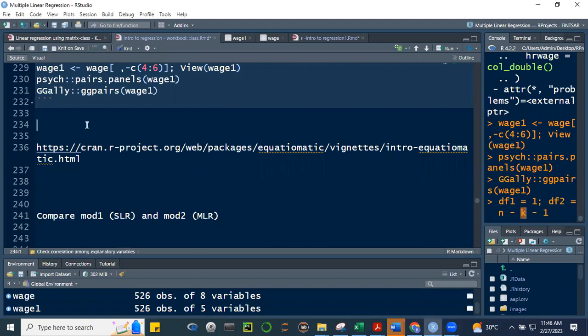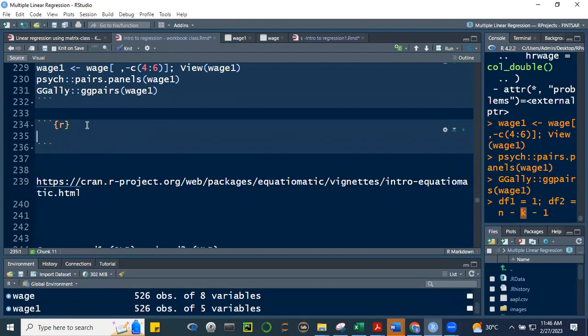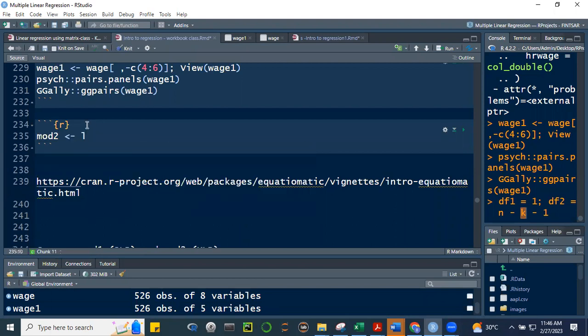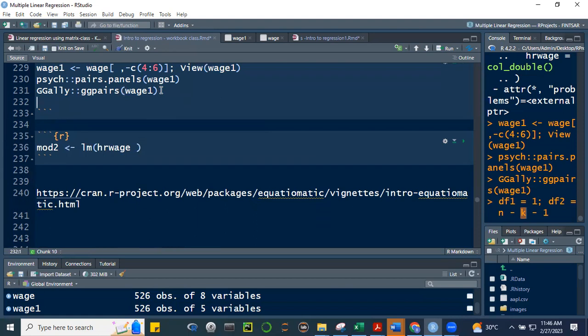All right, so let's now create another model. Control Shift and Control Alt I. Let's call it model 2, because earlier was model 1. And then we have LM, right? Linear model, hourly wage will be regressed on, let me first get the names of the wage dataset.